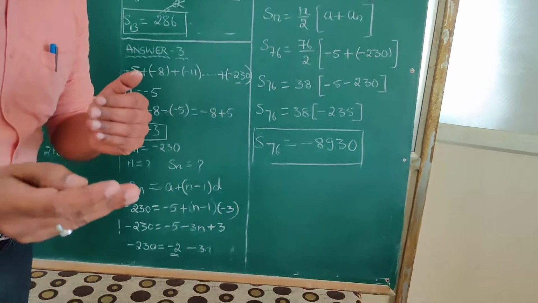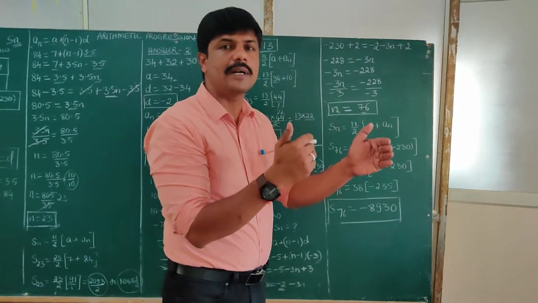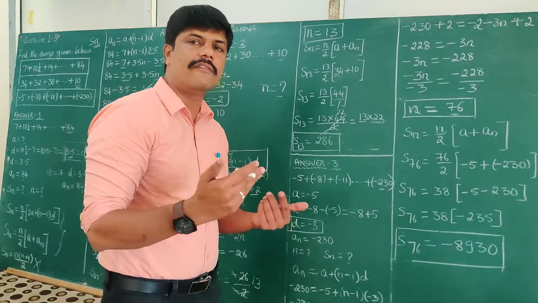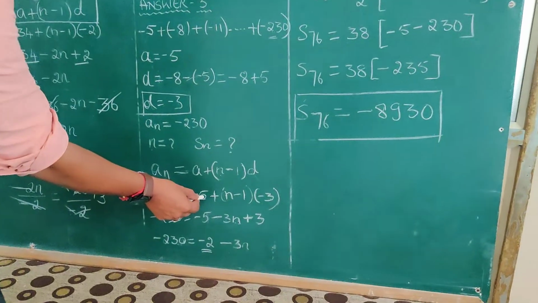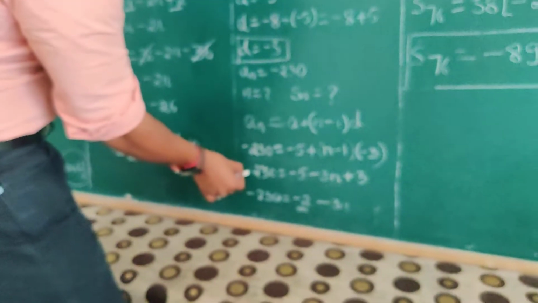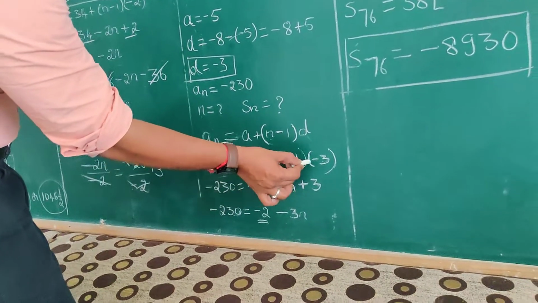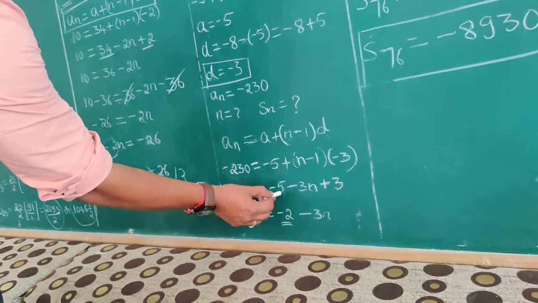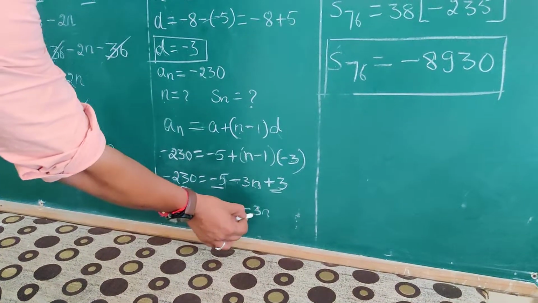So 3 data we have got. Now what is the next step? To find the sum, the number of terms, n, is very important, which we do not have here. So using the nth term formula, we will find the n value. Substitute here: minus 230 is equal to minus 5 plus n minus 1 into minus 3. After substitution, you will get minus 230 is equal to minus 5, minus 3 into n, minus 3n, minus into minus plus 3. Minus 230 is equal to minus 5 plus 3 is minus 2, minus 3n keep as it is.